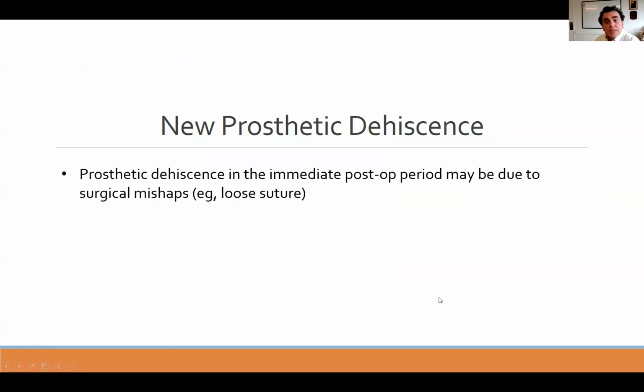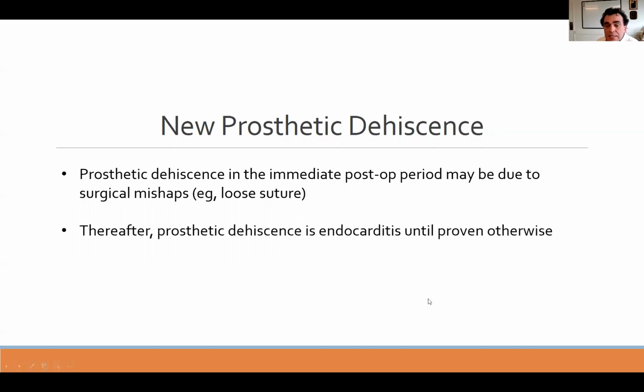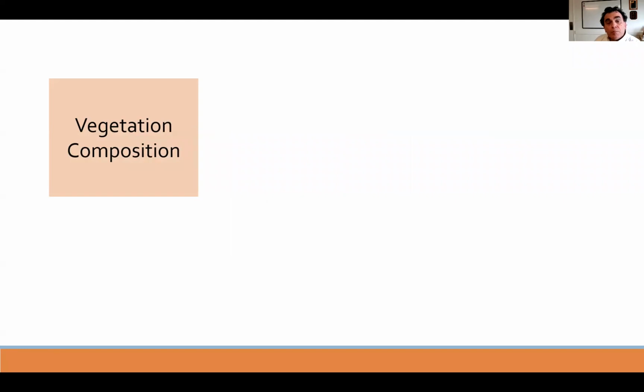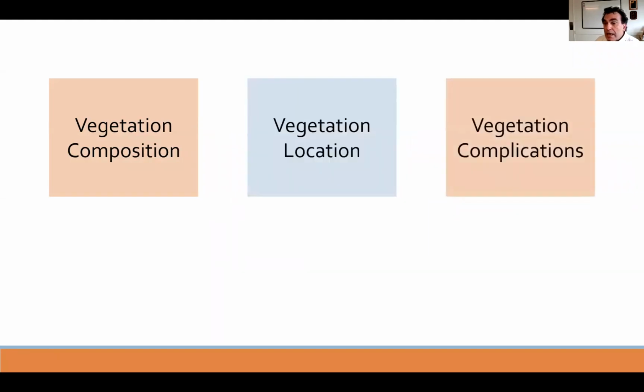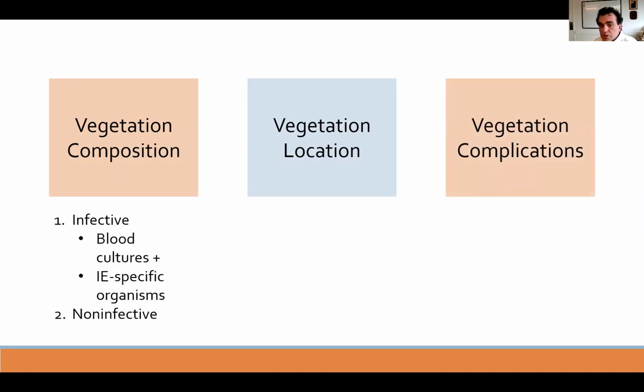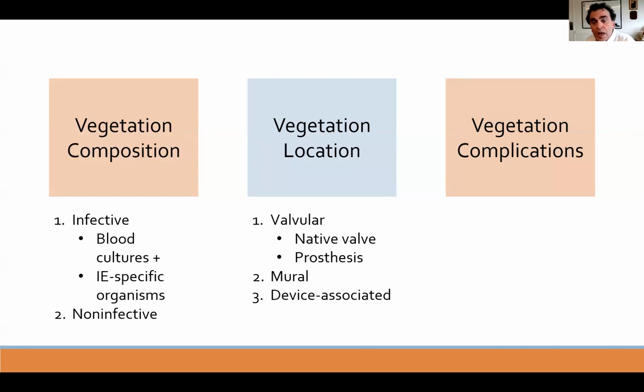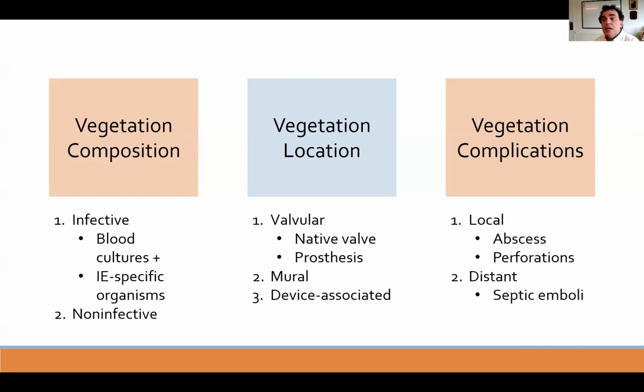How about summarizing new prosthetic dehiscence? Prosthetic dehiscence in the immediate post-op period may be due to surgical mishaps, such as a loose suture. However, thereafter, prosthetic dehiscence is endocarditis until proven otherwise. Now let's go back to vegetation composition, vegetation location, and now vegetation complications. With respect to vegetation composition, we talked about infective and non-infective endocarditis. With vegetation location, we discussed the valvular and non-valvular locations, including mural and device-associated vegetations. And now let's discuss vegetation complications, which can be local, such as abscess and leaflet perforation, and could be distant, such as septic emboli. We have already encountered abscesses of native and prosthetic valves.